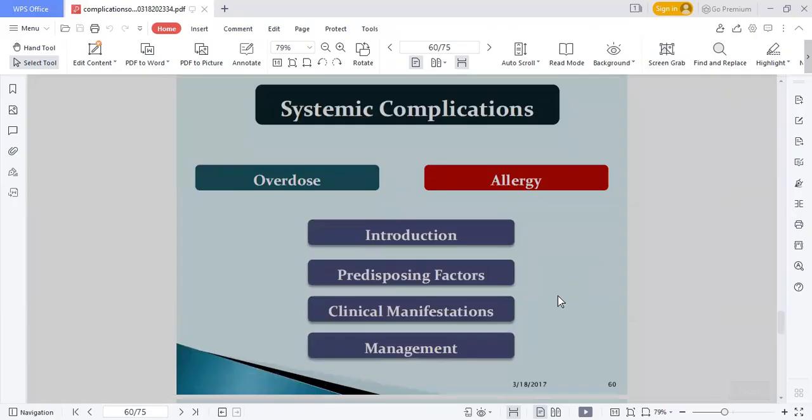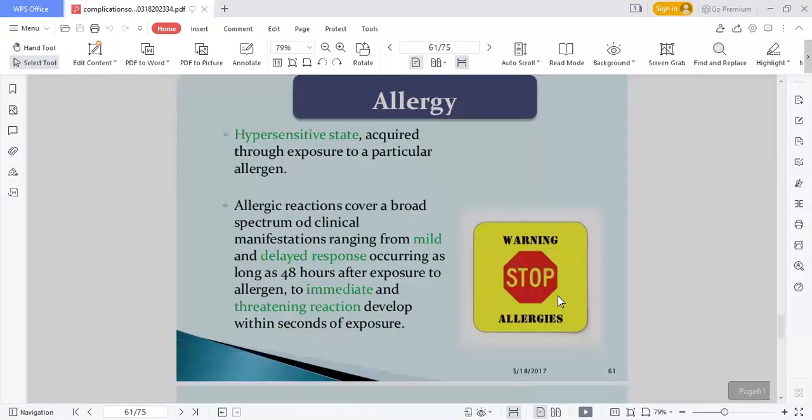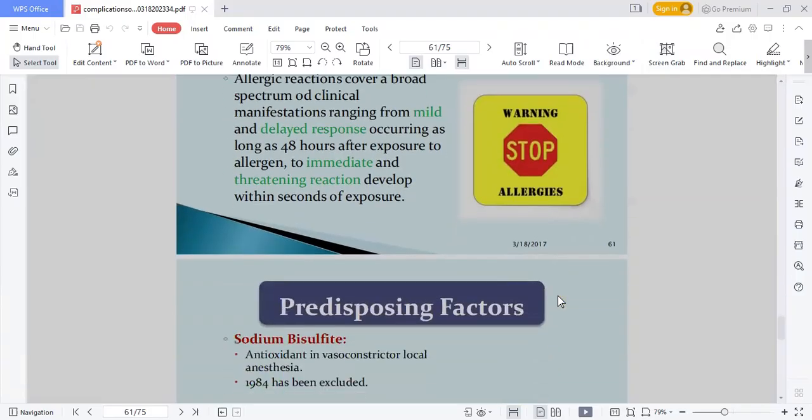Coming to the second systemic complication, which is allergy. What is allergy? It is a hypersensitive state acquired through exposure to a particular allergen. Allergic reactions cover a broad spectrum of clinical manifestations, ranging from a mild, delayed response occurring as long as 48 hours after exposure to the allergen, to an immediate and life-threatening reaction. So it may vary. Immediate reactions develop within seconds of exposure.